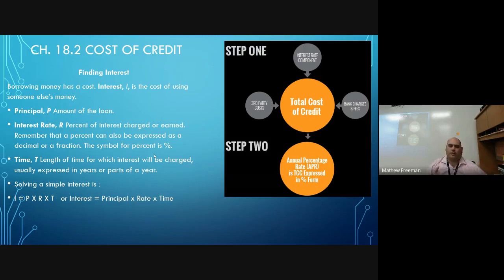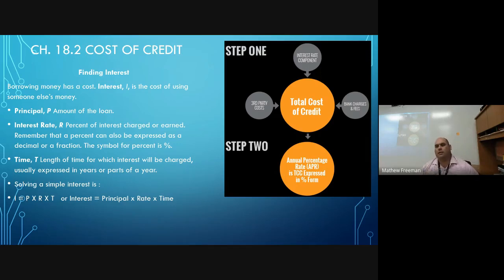I'm Matthew Freeman. We're here to talk about cost of credit and the key points that you need to understand in this material to do well. First off, what we're going to discuss is this: what determines the cost of your credit?